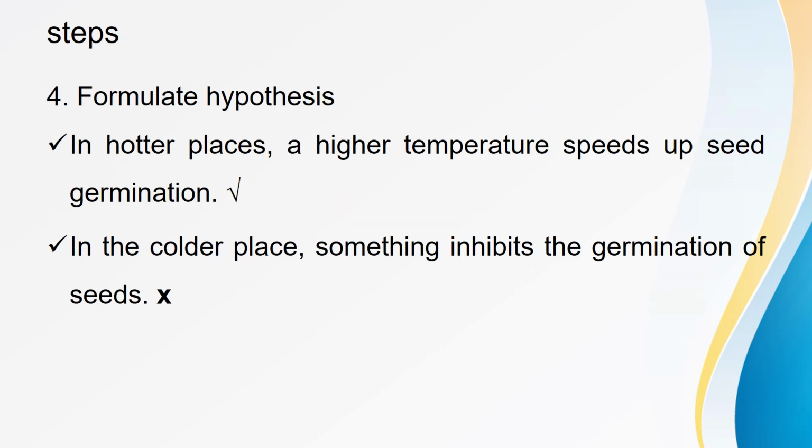Next is formulate hypothesis. Take this example: in hotter places, a higher temperature speeds up seed germination. Yes, this is a testable hypothesis. Let us look at this example: in colder places, something inhibits germination of seeds. This is not a hypothesis. Something cannot be tested by scientific experiment, so it could not be a hypothesis.